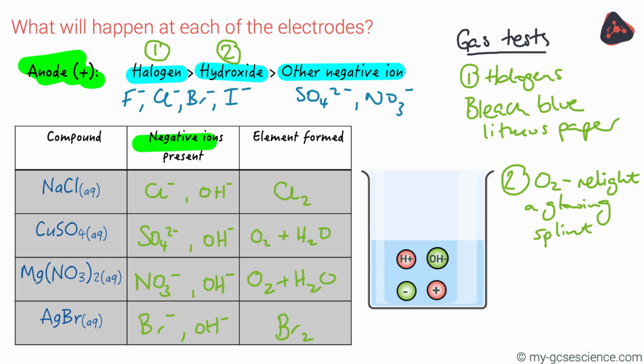This is pretty much all you need to know about electrolysis of aqueous salts if you're on foundation tier. But you do also need to know about the required practical for this topic, which is all about identifying the elements produced at each of the electrodes.